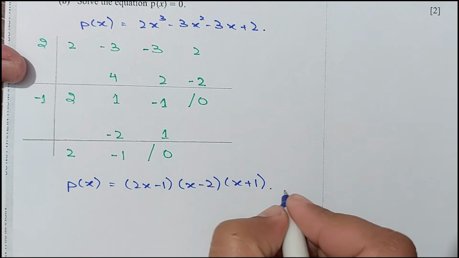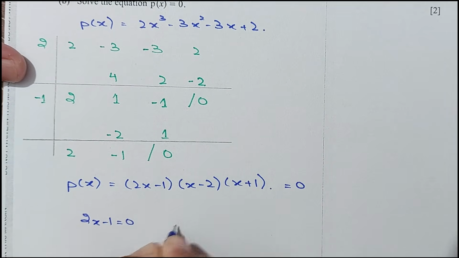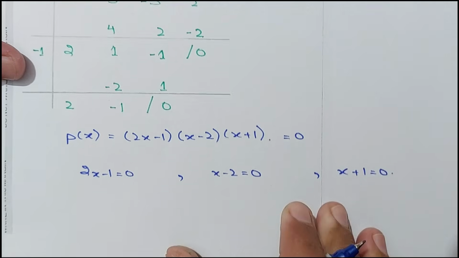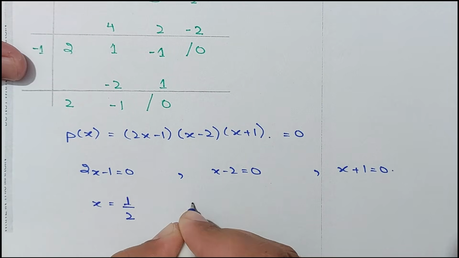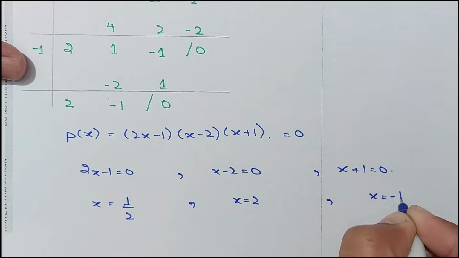Now we have to put p of x equal to 0, meaning 2x minus 1 equals 0, x minus 2 equals 0, and x plus 1 equals 0, and we have to solve for x. So from here the x value is 1 by 2, x is equal to 2, and x is equal to negative 1. So these are the 3 solutions.